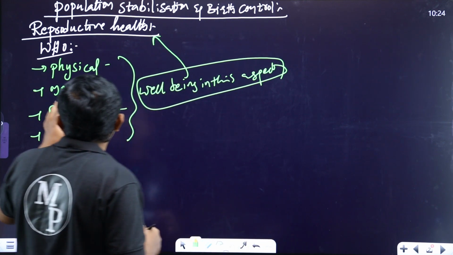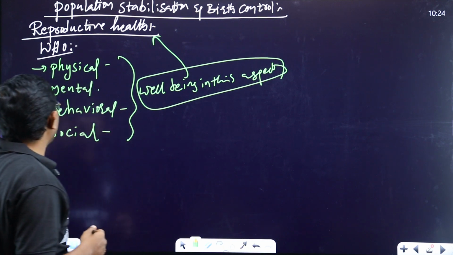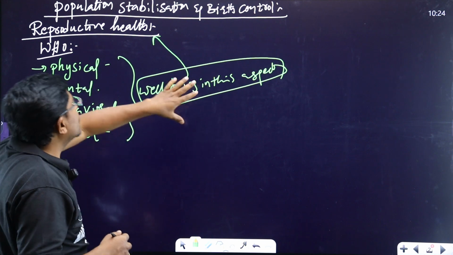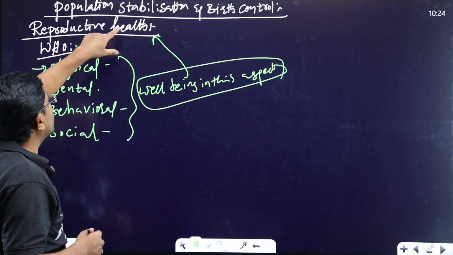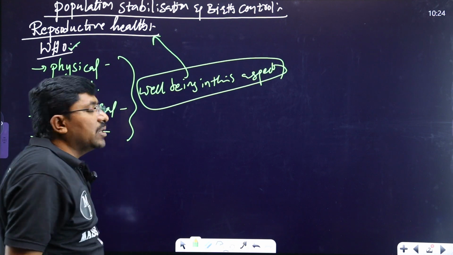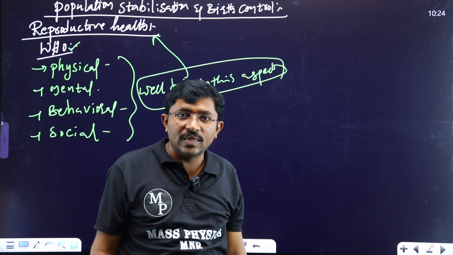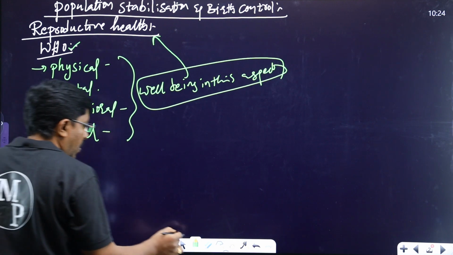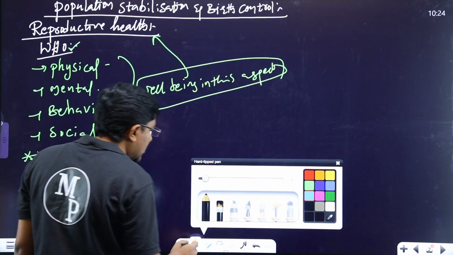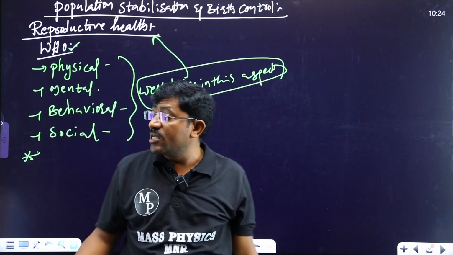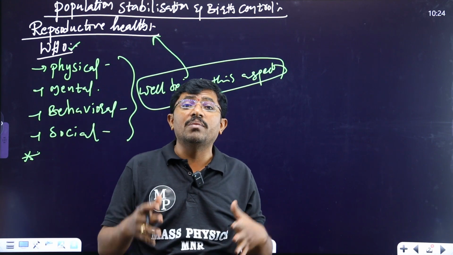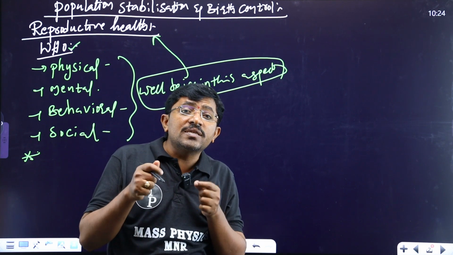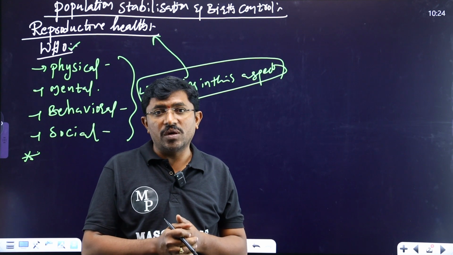So this is a very important thing. Persons who have physical, mental, behavioral and social well-being are reproductively healthy as per the World Health Organization. That is one point. After that, one more important point: India was the first in the world to initiate reproductive health programs.